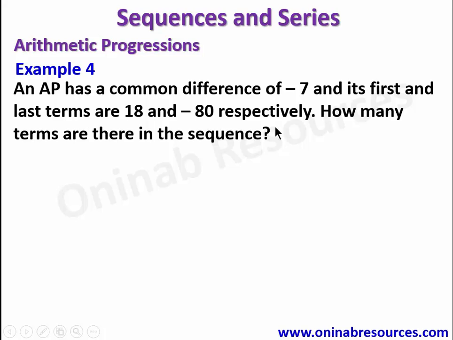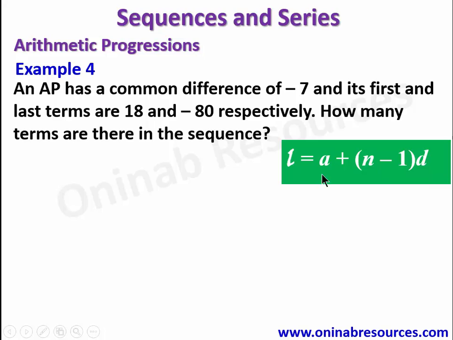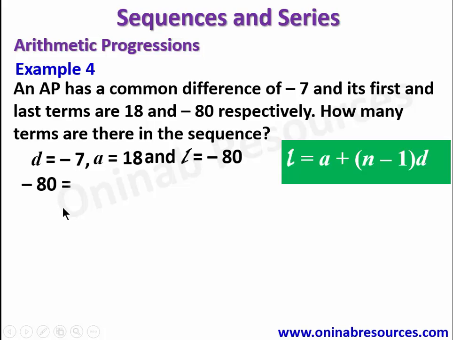Its first and last term. Okay, we are still using the formula L equals A plus (N minus 1)D, where our common difference is given to be negative 7. Our first term, which is A, is 18 and L is negative 80. Substituting all this into the formula, we have negative 80 equals 18 plus (N minus 1) multiplied by negative 7.